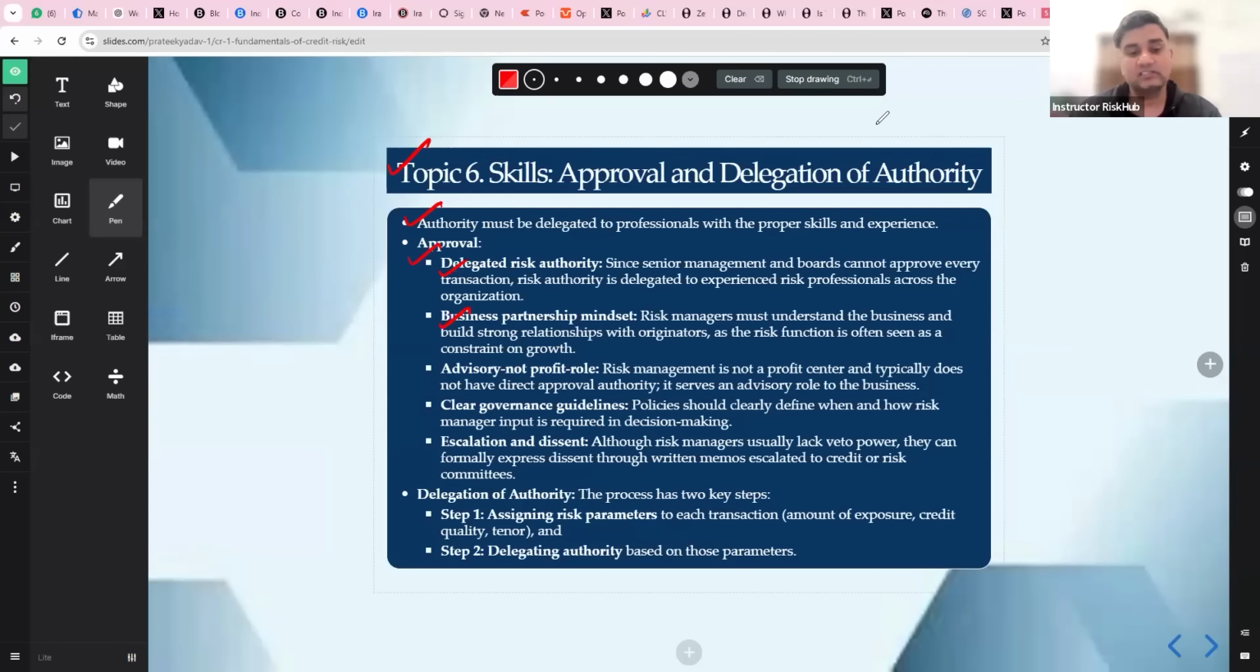Governance manages this tension. There is escalation and dissent. If risk disagrees, they can write a formal dissent memo and escalate to the credit committee. This is extremely important for documentation, regulatory protection, and legal defense.